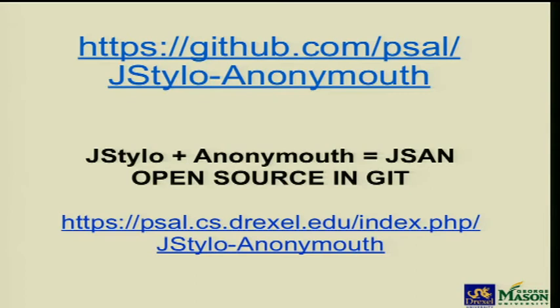And again, both of these tools, JStylo and Anonymouth, are in a jar file on our website. So if you just want to play with it, you can download it from our website. But these are also open source projects in Git. And here is the link to Git if you want to clone the project. And especially for Anonymouth, we are still developing it. So if you would like to help us or if you have any comments, please feel free to download it, take a look at it, and let us know.